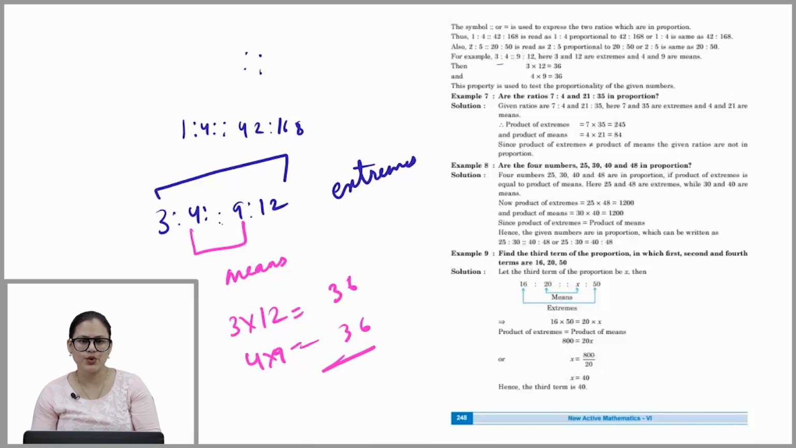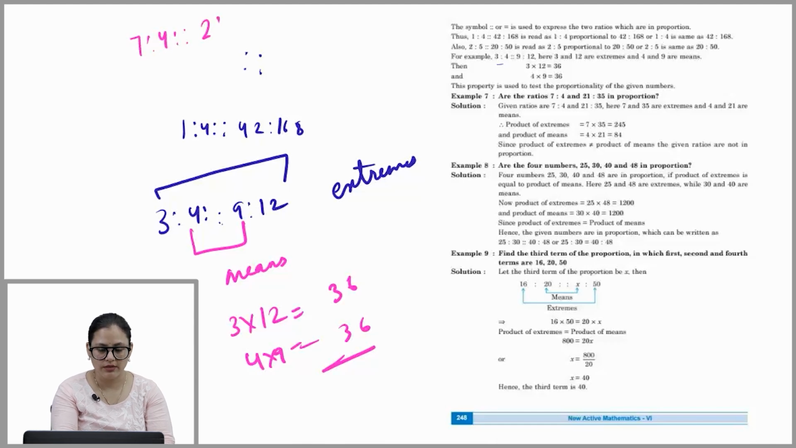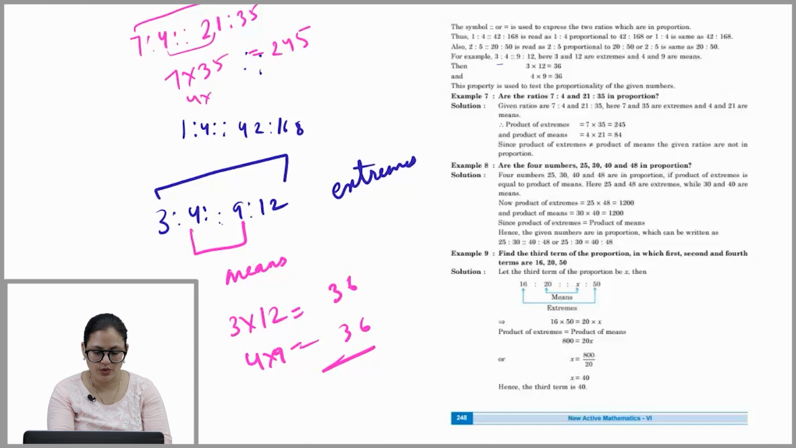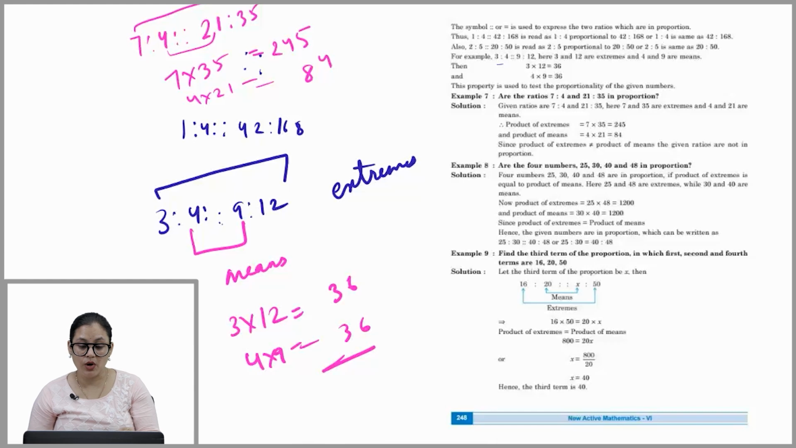Example 7, are the ratios 3:4 and 21:35 in proportion? Okay, let's check. So what will you do? You have 3:4 and then 21:35. We will find the product of extremes, 3 into 35. 5 3s are 15, 5 carry 1... Then we will find the product of means, 4 into 21, that is 84. See, product of extremes is not equal to product of means, that means the given ratios are not in proportion, right?